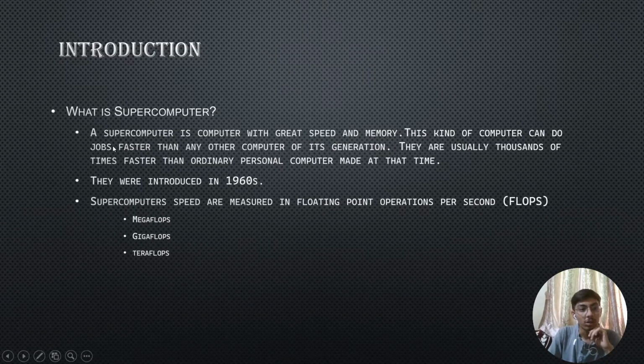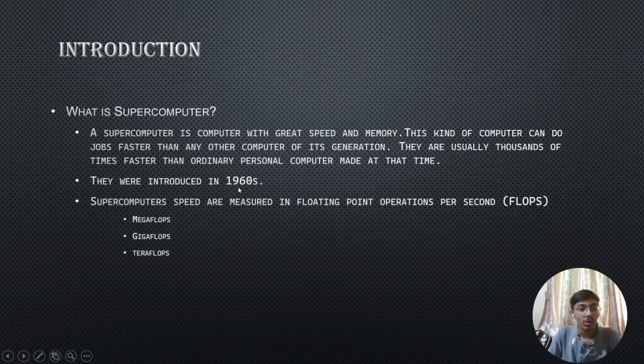What is a supercomputer? A supercomputer is a computer with great speed and memory. As the name suggests, a supercomputer means a computer which has more power compared to others. We can perform very heavy tasks on them, like rendering graphics and simulations. This kind of computer can do jobs faster than any other computers of its generation. They are usually thousands of times faster than other computers made at the time.